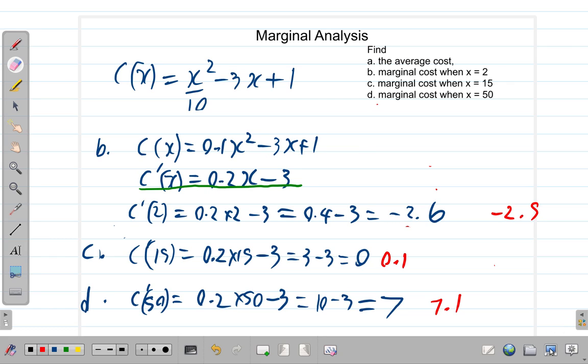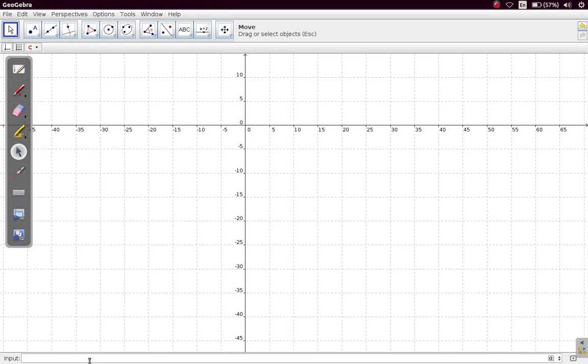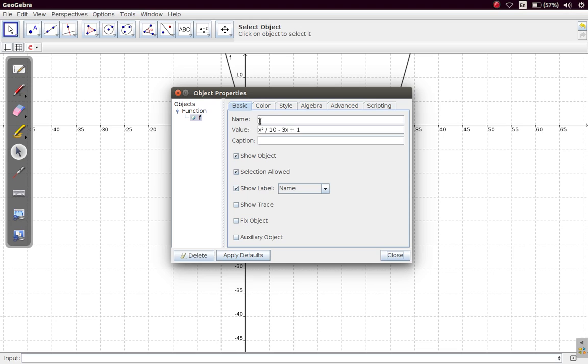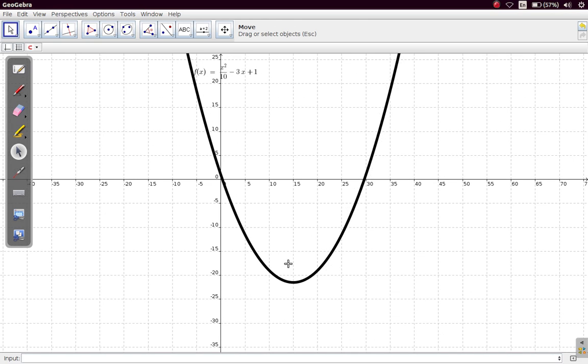X squared over 10 minus 3x plus 1. That's x squared over 10 minus 3x plus 1. Alright, that's a graph. Let's make the graph a bit thicker, and I want to see the formula on it. Okay, good. We have our graph now.